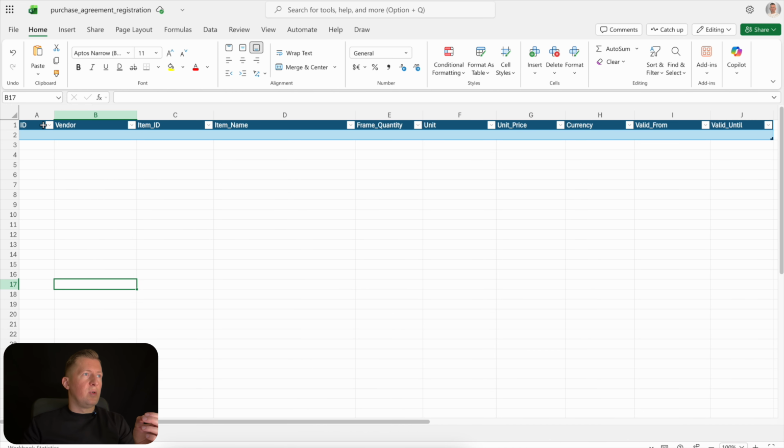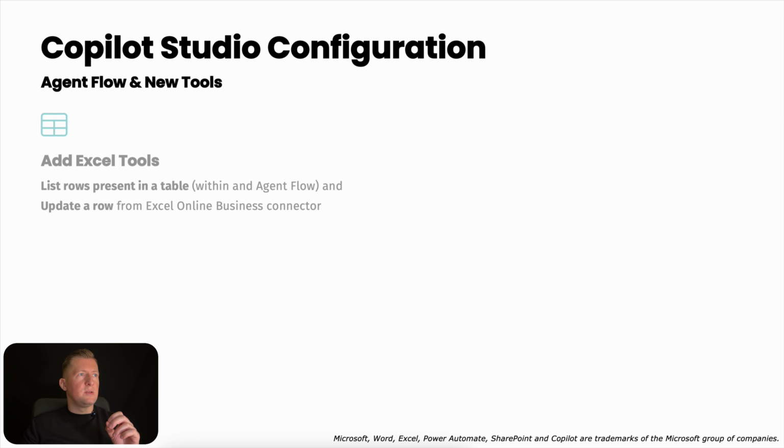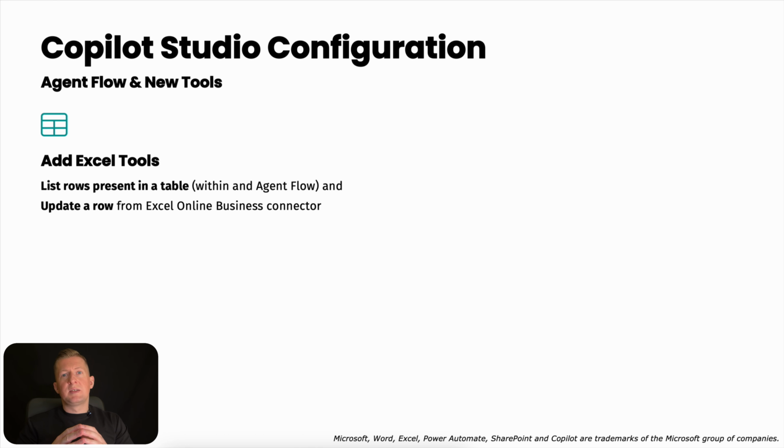Now we have, before the vendor, the column ID, which is the first column, and this column will be filled with the data, the vendor plus item ID, with the help of the Copilot Studio flow. Then the configuration of the Copilot Studio. We are adding some new tools to the agent.